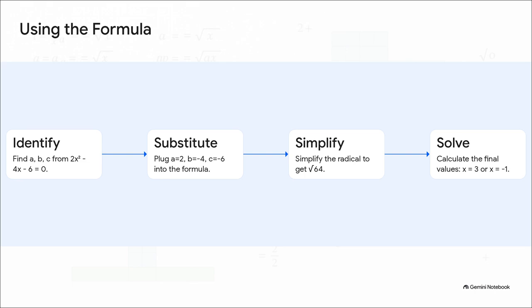Finally, step 4. The square root of 64 is 8, so we have 4 plus or minus 8, all divided by 4. If we add, 12 divided by 4 gives us x equals 3. If we subtract, negative 4 divided by 4 gives us x equals negative 1.